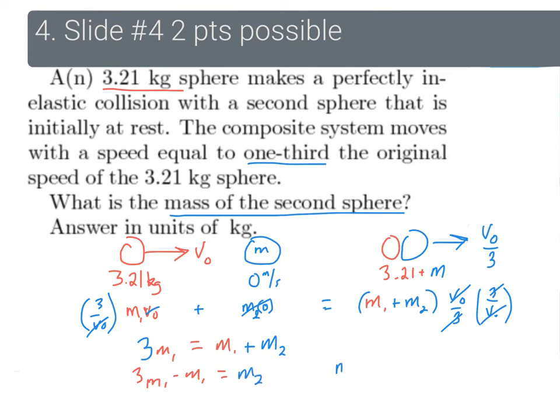which is to say that m2 is going to be twice the mass, because 3 minus 1 gives us 2. So this is twice the mass 1. So in my case, I'm just going to double my original mass to 6.42.